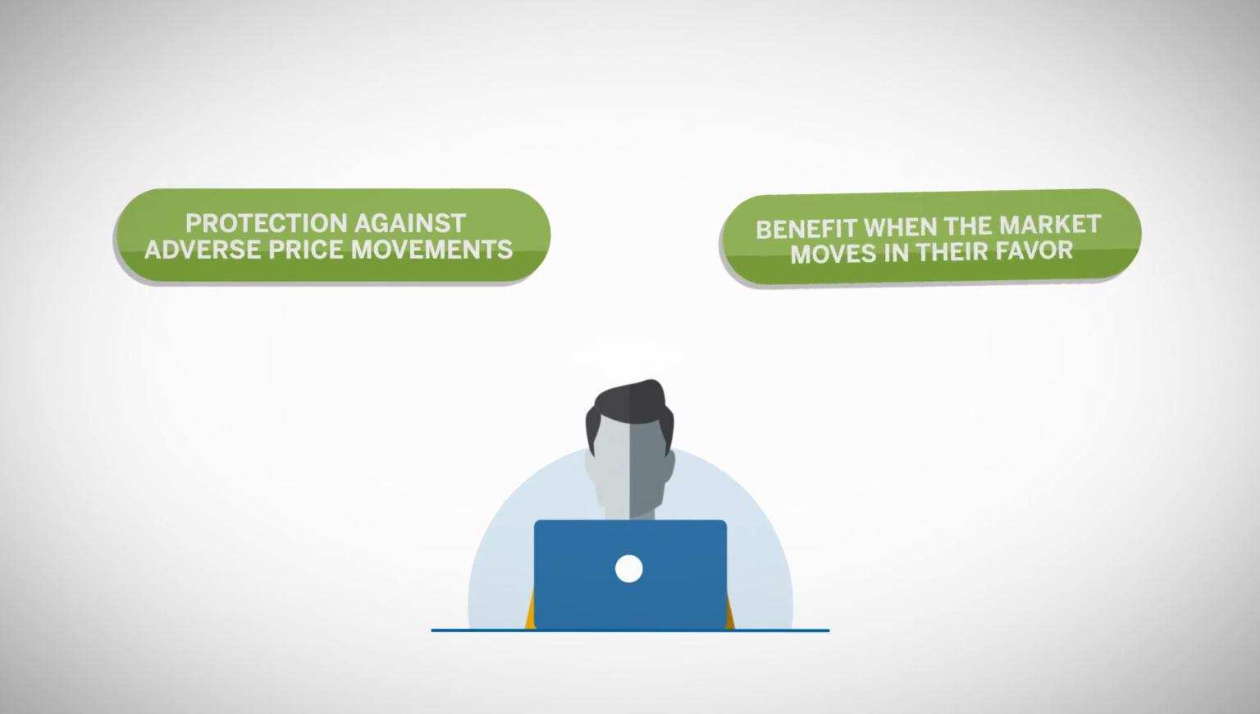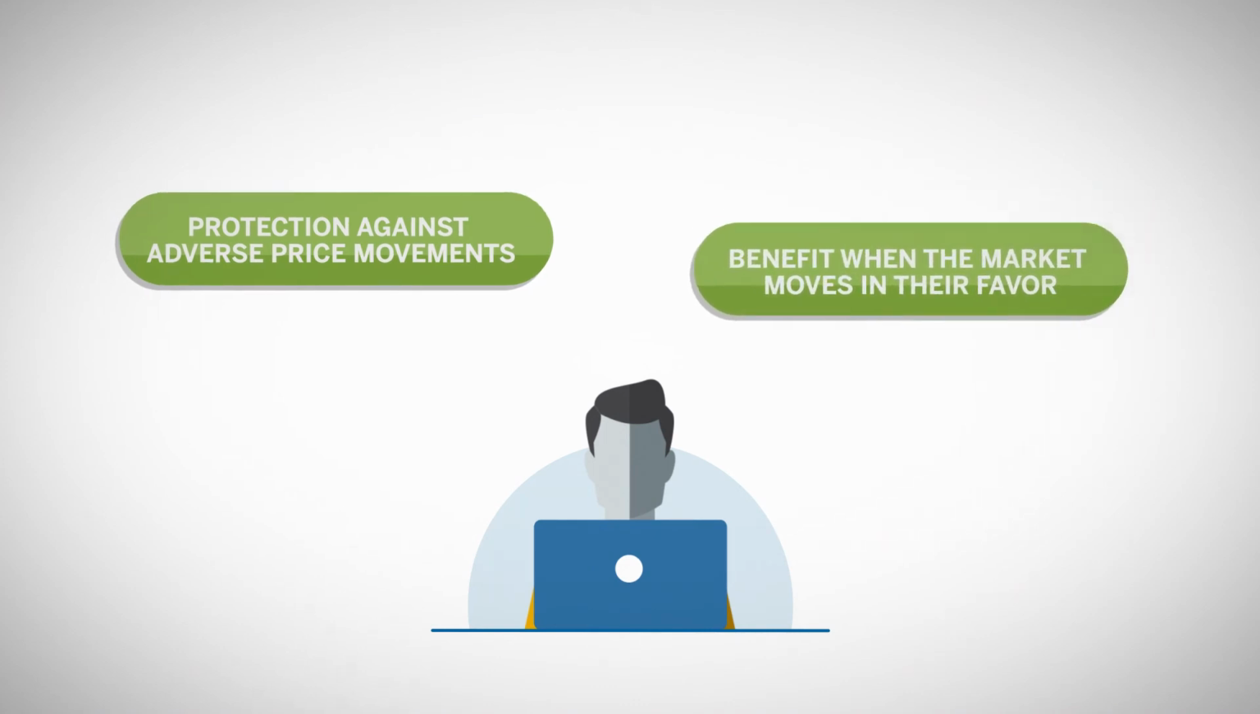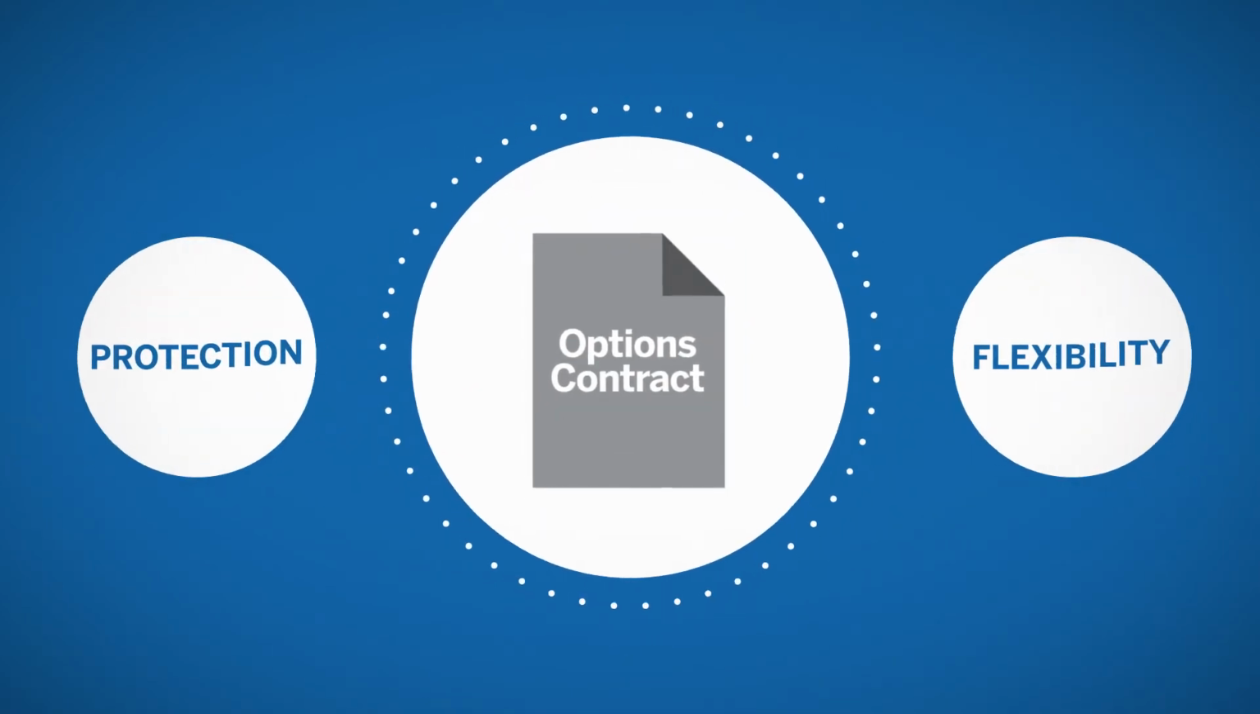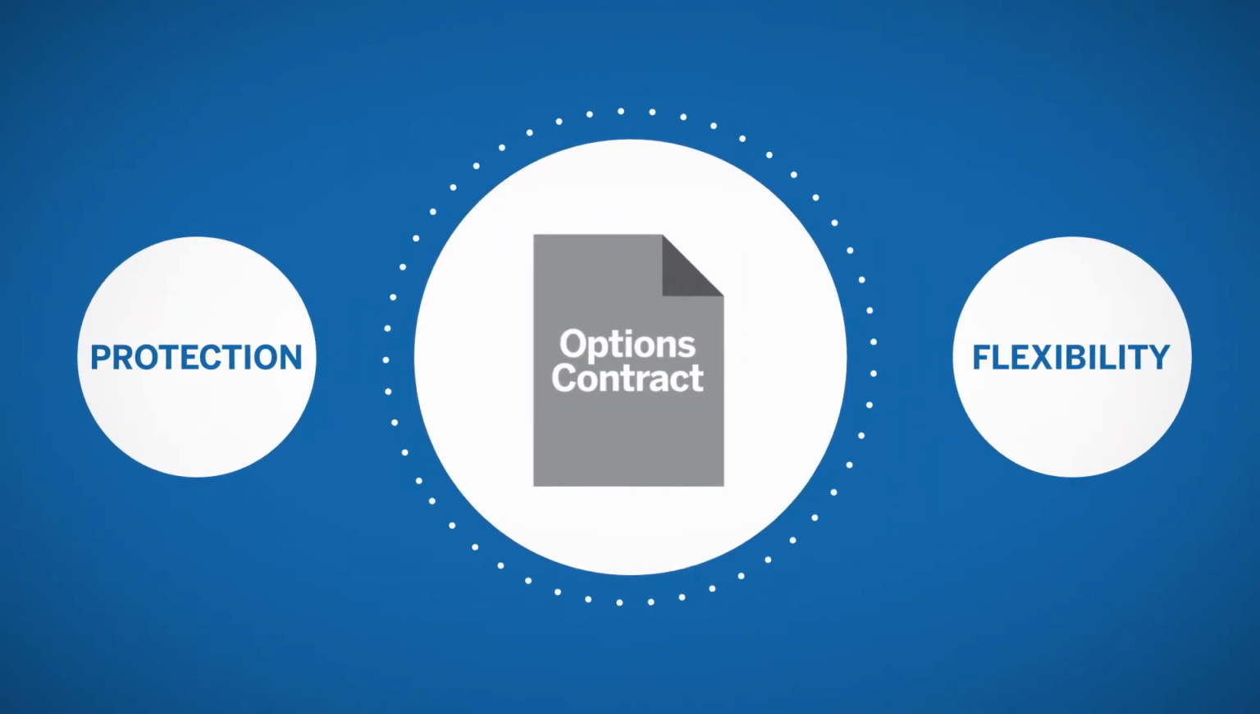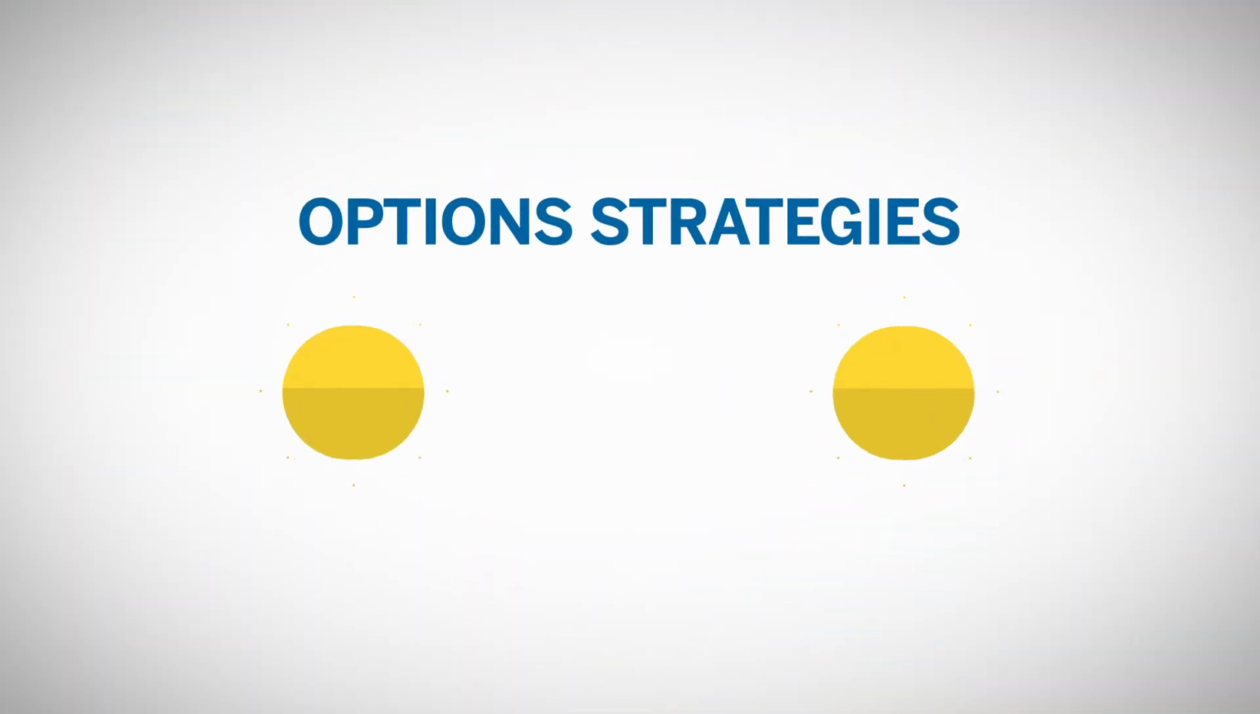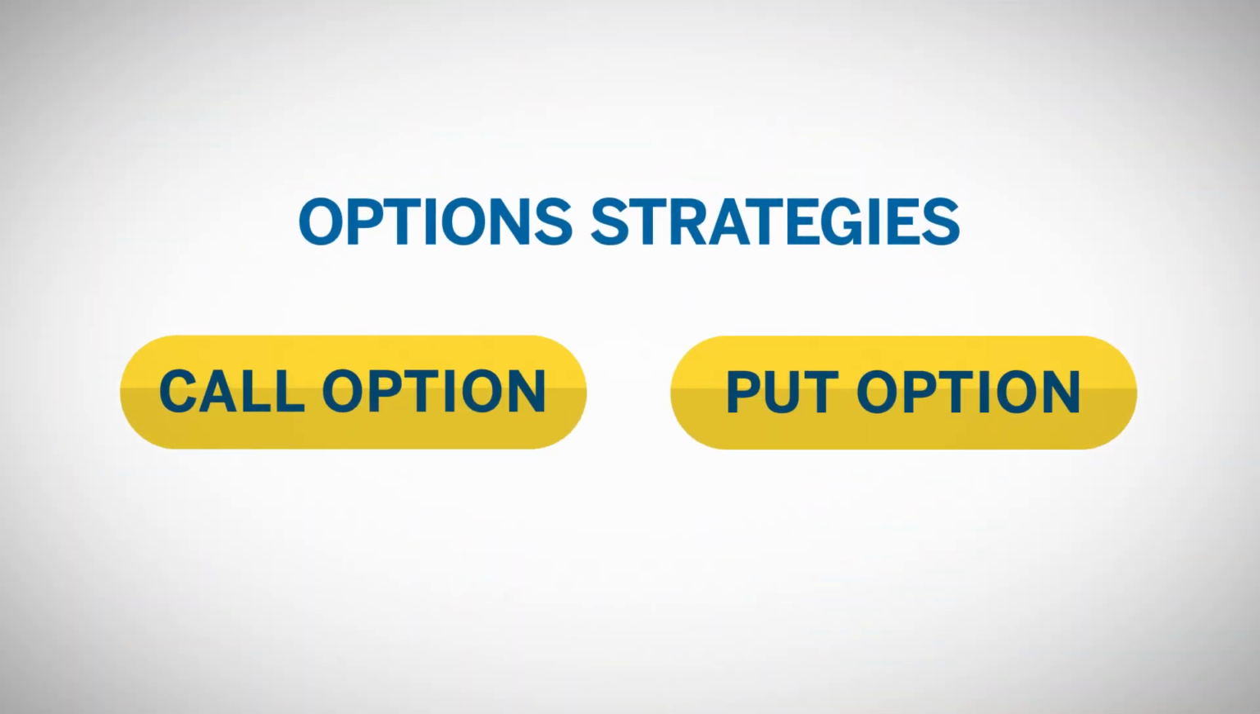But what if a hedger would like protection against adverse price movements, but still be able to benefit when the market moves in their favor? That's where options come in, providing protection plus flexibility for both grain buyers and sellers. There are two basic option strategies that a grain hedger could use.